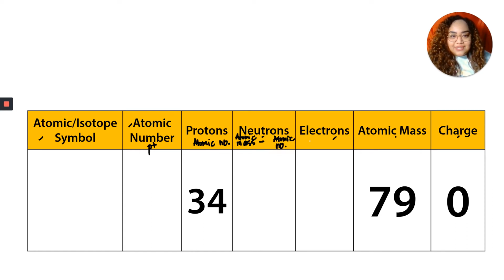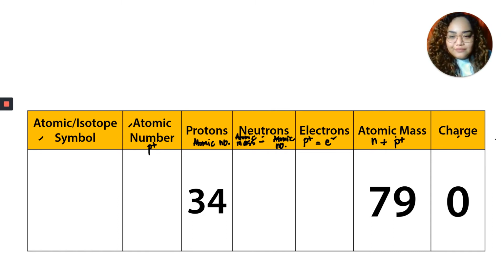The electrons, basically, if it has zero charge, you will have the number of protons equal to the number of electrons. The atomic mass will be neutrons plus protons. I know this is a lot to memorize, but you just gotta practice. And the charge is basically dependent on whether the electrons are more than, less than, or equal to your protons. Okay, so let's start here.